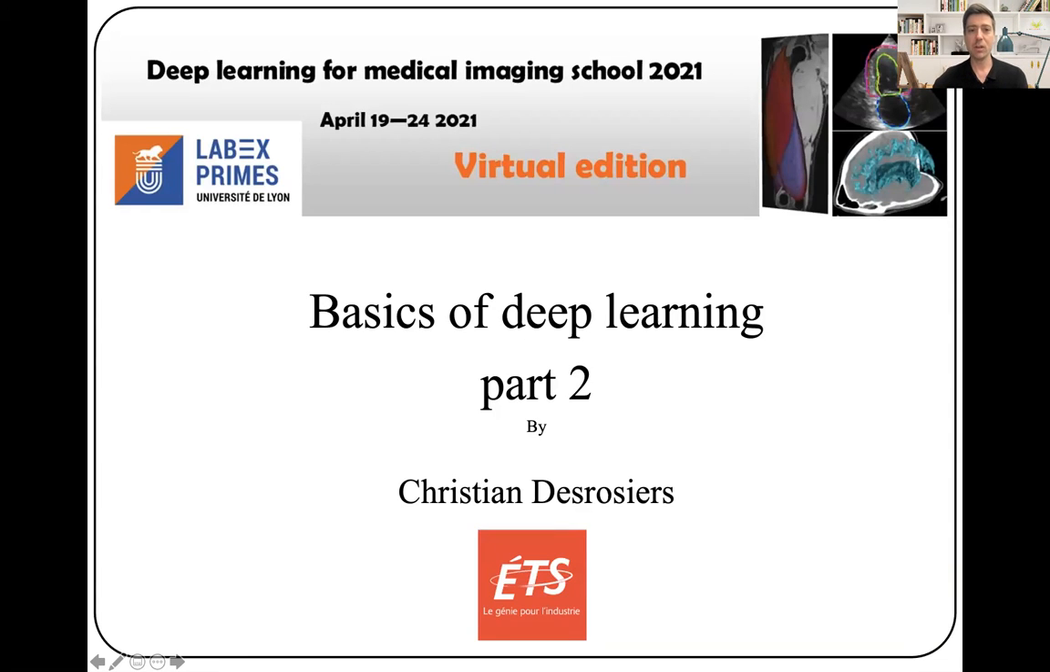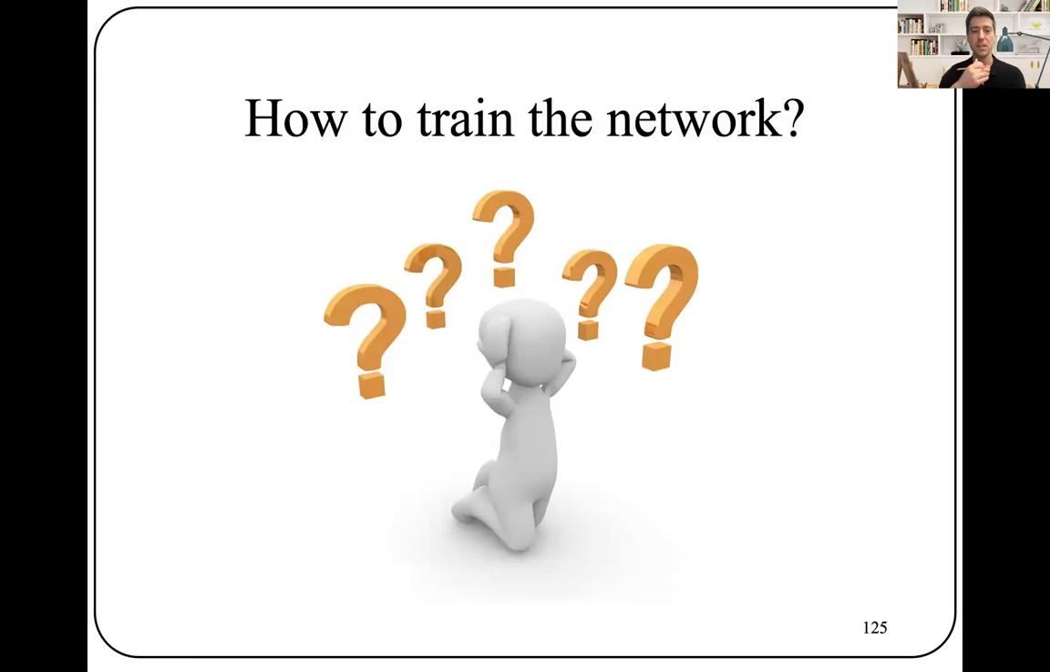So hi everyone, and welcome to the second part of the lecture on the basics of deep learning. Now that we've seen some of the elements of a neural network, let's see how we can train the network and how we can use it to do some cool stuff like classify images and segment images. The first thing we'll see is how to train the network.